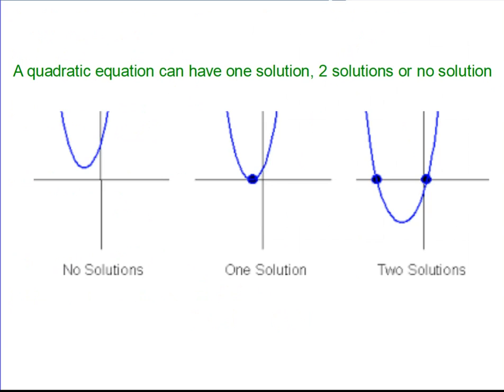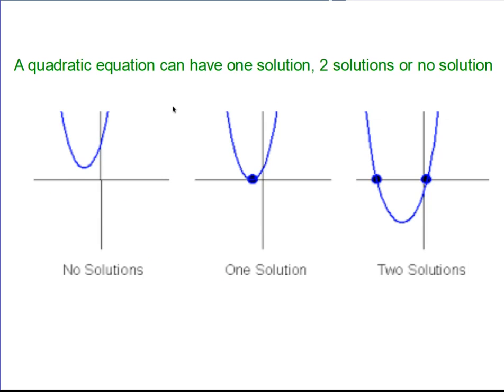So when it comes to the x-intercepts, when it comes to the solutions, you have 3 possible options. A quadratic equation can have one solution, like in this graph, where it just comes down and just touches the x-axis and comes back up. Two solutions, like this one, where it comes down, crosses the x-axis, comes back up, crosses again. Or it can have absolutely no solution at all. It can have no x-intercepts, where its vertex is above the x-axis and it just comes back up. So that's how many solutions we can have. We can either have 1, 2, or none.